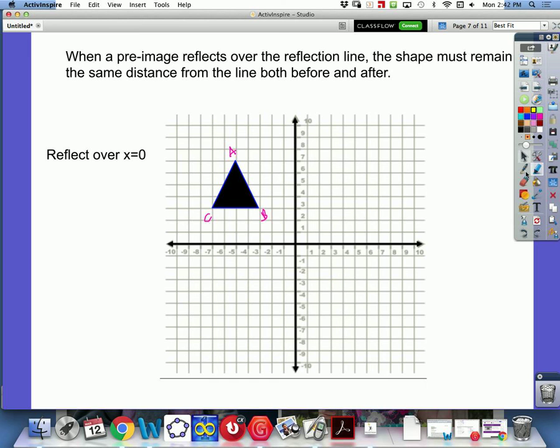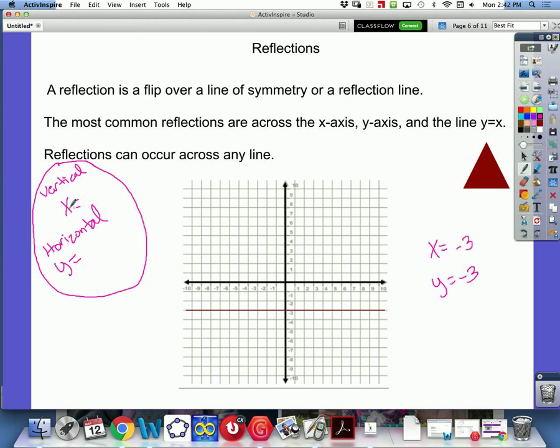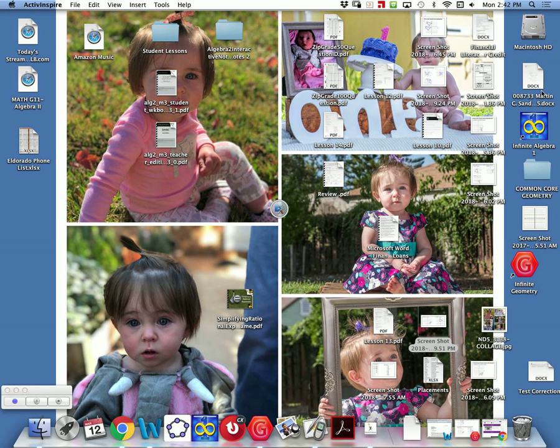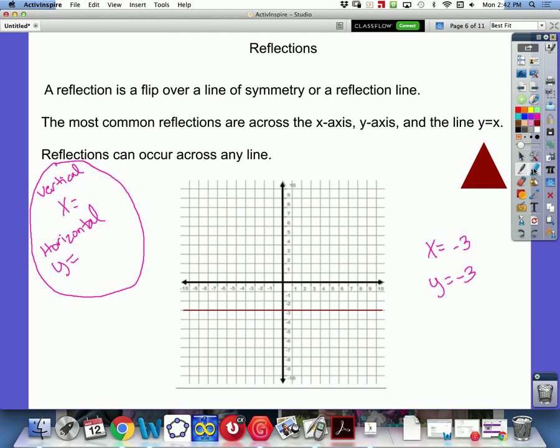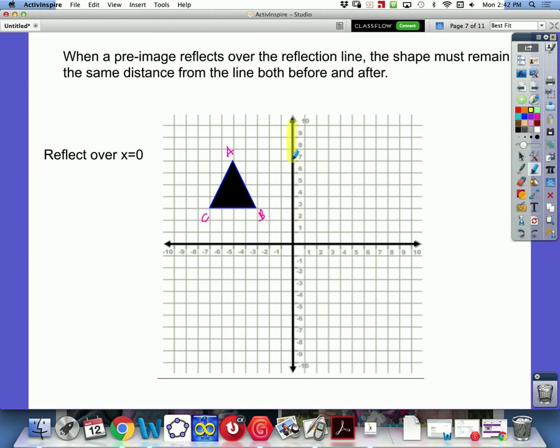Well, I just told you in this last chart, anytime it says x equals, that means we're going to have a vertical line. So it's going to be up and down. If I can figure out where I just clicked, I can't get it to go back. There we go. So it's going to be a vertical line through x equals 0. So that is this line right there. Let's get it back on the thing.